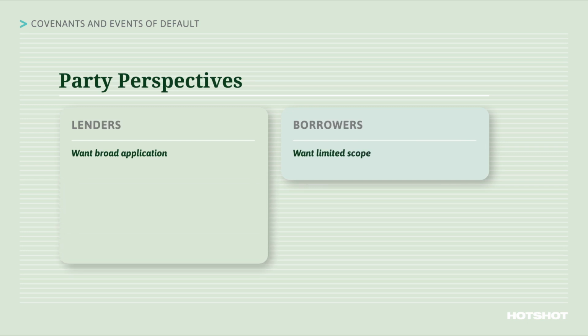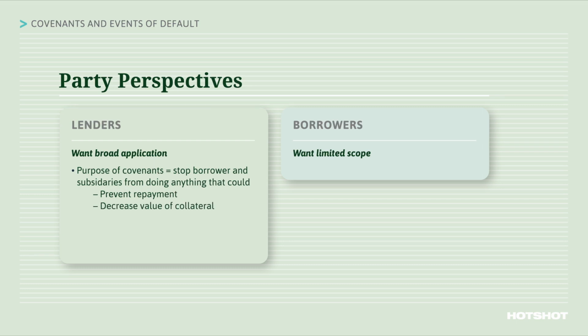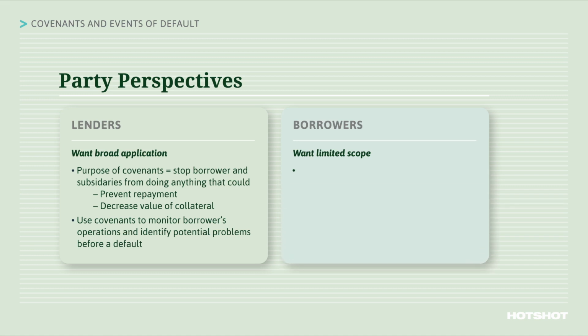From the lender's perspective, the purpose of the covenants is to stop the borrower, and its subsidiaries, from doing anything that might prevent the loan from being paid back, or that might decrease the value of the lender's collateral. Lenders also use covenants to monitor the borrower's operations, so that potential problems can be identified early, before a default. The borrower, on the other hand, pushes for the least number of restrictions so that its day-to-day business operations aren't materially affected.